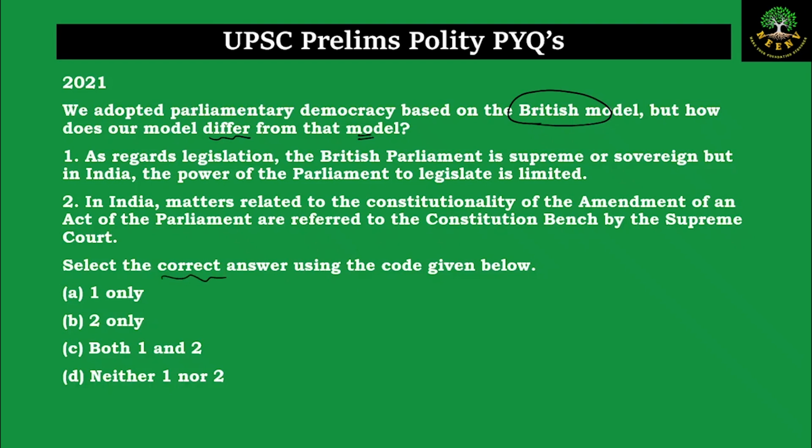Now, what is a parliamentary democracy? In the parliamentary democracy, how does it work? The executive comes out of the legislature, and ultimately the executive, that is the council of ministers headed by the prime minister, will be responsible to the Lok Sabha. So this is how it works.